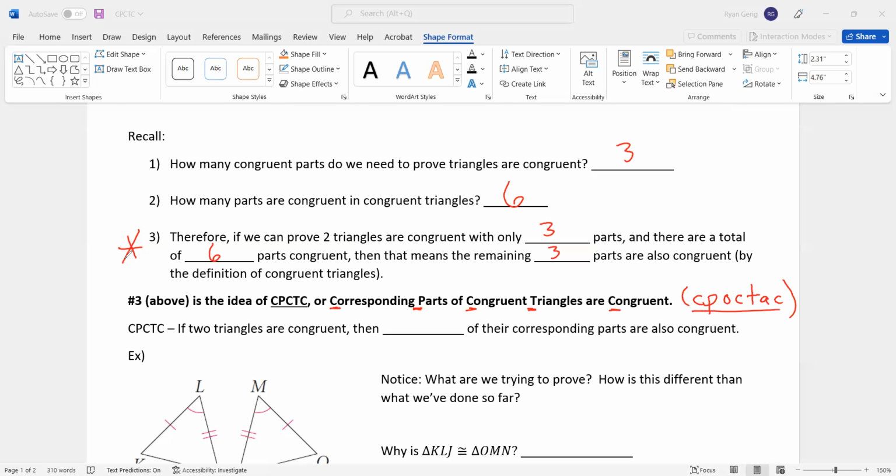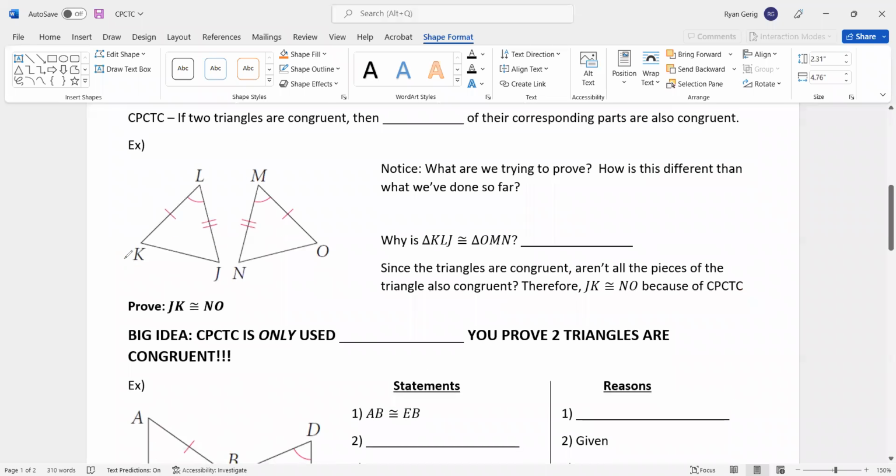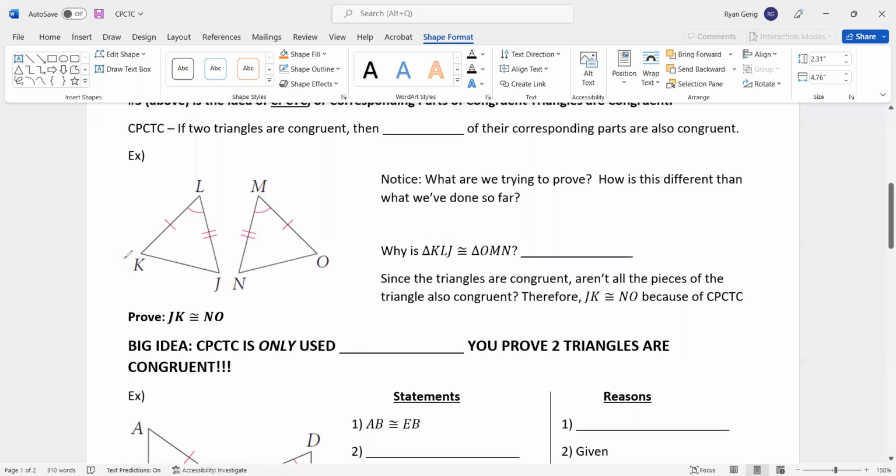What that says is if I can show that the triangles are congruent, then I can say any of the other 3 parts that I didn't show are also congruent. I know it's probably a little confusing right now. But CPCTC says if 2 triangles are congruent, then all of their corresponding parts are also congruent. So, example here.